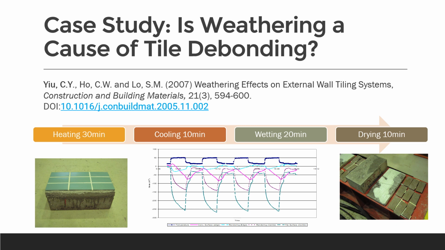Based on this deterioration theory of building defects, we have tested the weathering effect on tile debonding, in this paper, Yu, Ho and Low 2007. This case study explores the effect of weathering on external wall tiling system in a laboratory setting. By investigating the shear strength of the render tile interface, we can better understand the mechanisms of tile debonding due to weathering conditions.